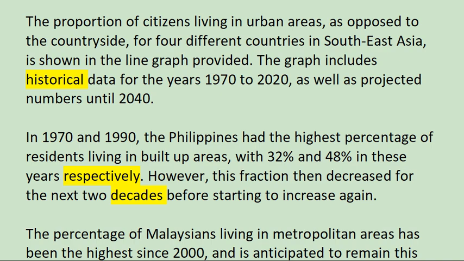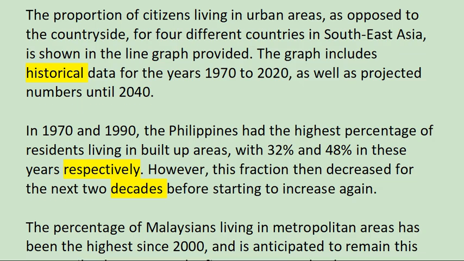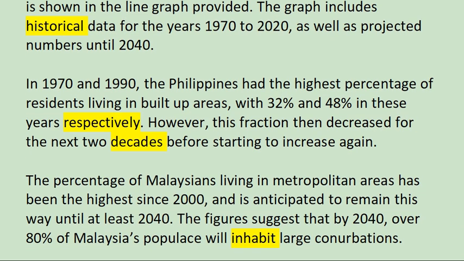The proportion of citizens living in urban areas as opposed to the countryside for 4 different countries in Southeast Asia is shown in the line graph provided. The graph includes historical data for the years 1970 to 2020, as well as projected numbers until 2040. In 1970 and 1990, the Philippines had the highest percentage of residents living in built-up areas, with 32% and 48% in these years respectively. However, this fraction then decreased for the next 2 decades before starting to increase again.